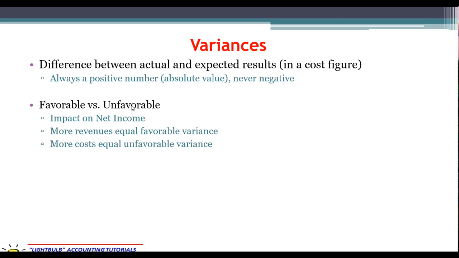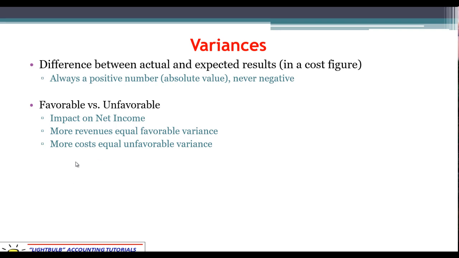Unfavorable, not a good thing. Now, when we say good or bad, we're talking about its overall impact on net income, because generally with these variances, we're talking about revenues versus expenses. So more revenues is going to be good. It's favorable. That impacts net income positively.